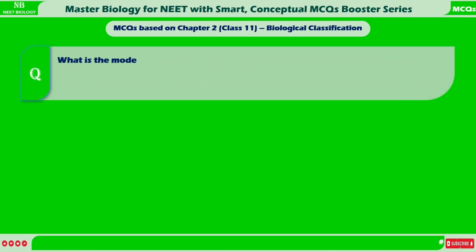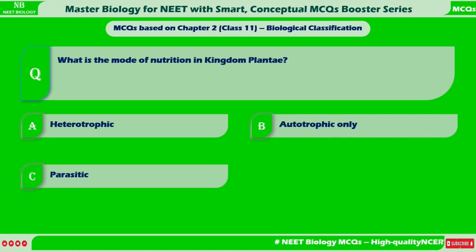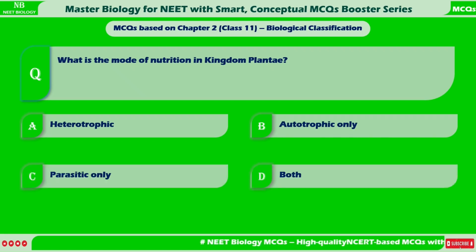What is the mode of nutrition in Kingdom Plantae? A. Heterotrophic. B. Autotrophic only. C. Parasitic only. D. Both autotrophic and heterotrophic.